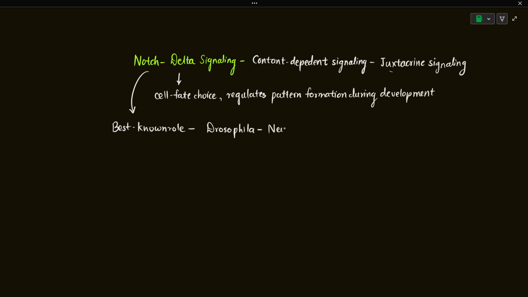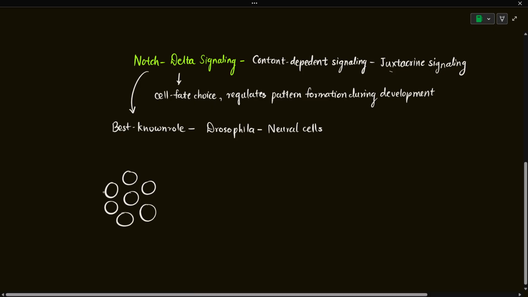So neural cells in Drosophila develop through this Notch-Delta signaling. Today we are going to learn about the development of neural cells in Drosophila, and how they use the Notch-Delta signaling pathway so that the cell fate will be decided. In Drosophila, a single sheet of epidermal precursor cells exists. So let's assume that those cells are epidermal precursor cells.